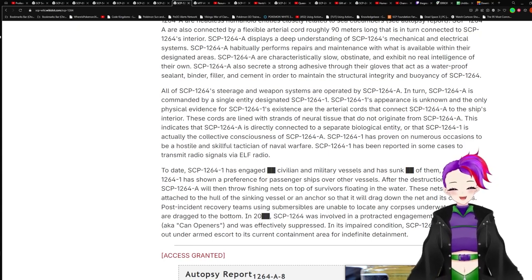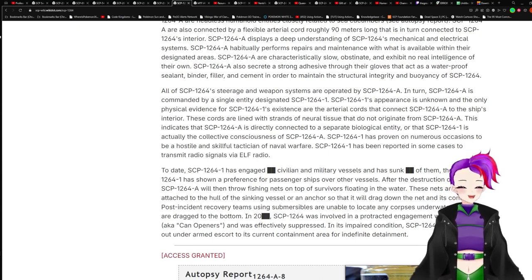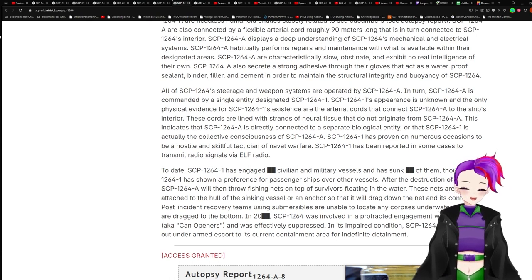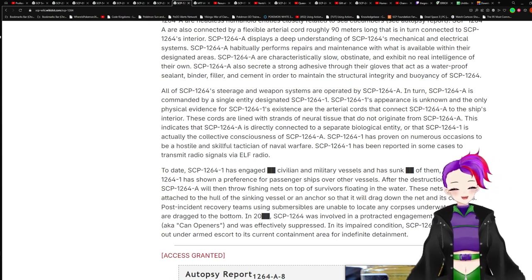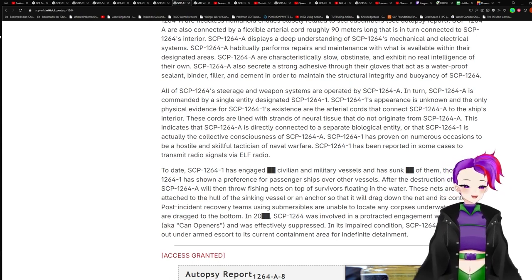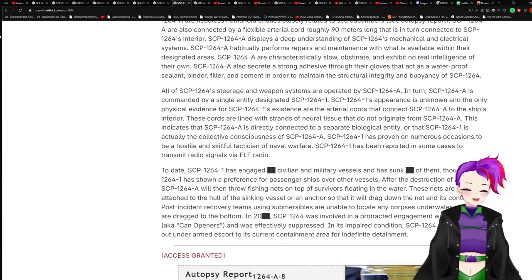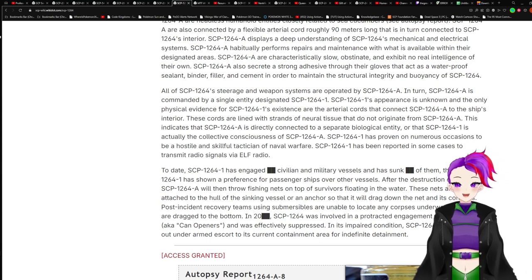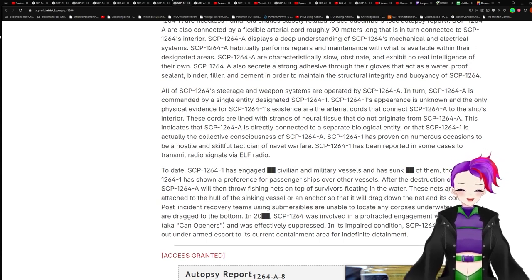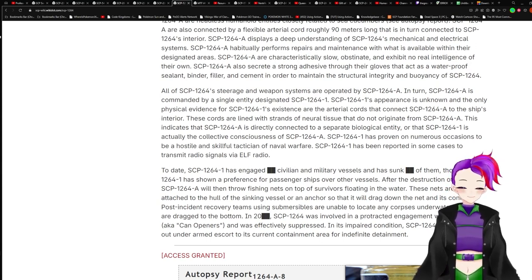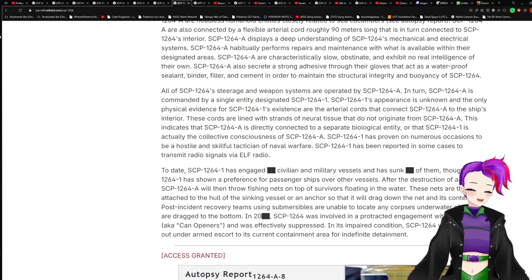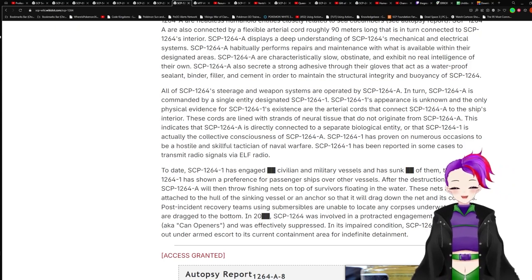These cords are lined with strands of neural tissue and do not originate from Dash A. This indicates that Dash A is directly connected to a separate biological entity, or that Dash 1 is actually a collective consciousness of Dash A. Dash 1 has proven on numerous occasions to be a hostile and skillful tactician of naval warfare. Dash 1 has been reported in some cases to transmit radio signals via ELF radio.